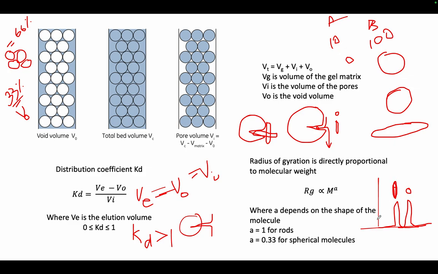So today we'll discuss mainly globular proteins because that is what most people deal with in the lab. But do keep in mind that you can have proteins which are different shapes, which will affect the way that they behave in a size exclusion column.